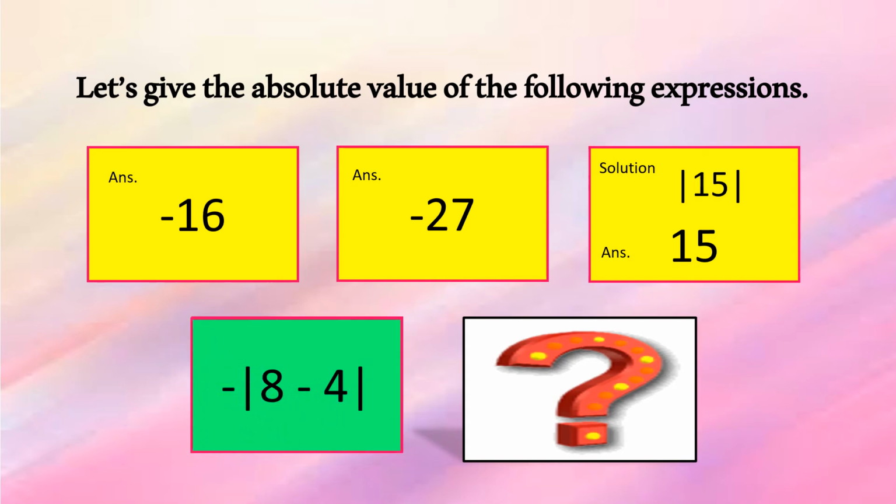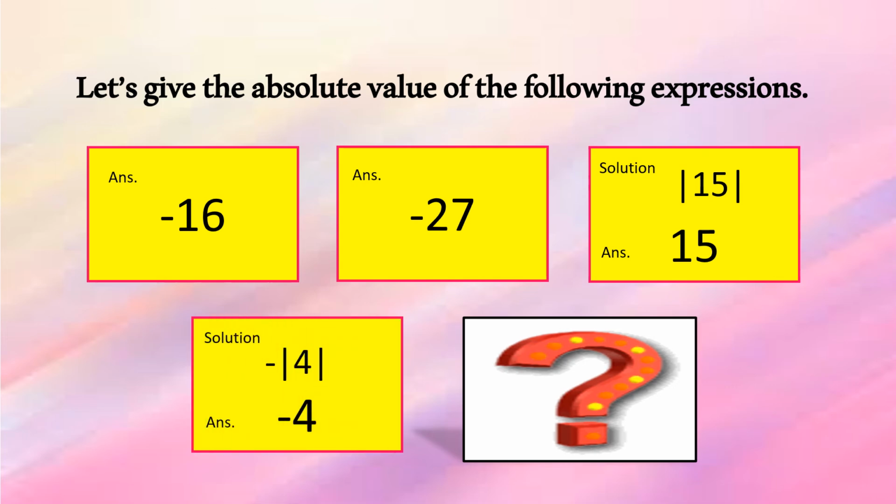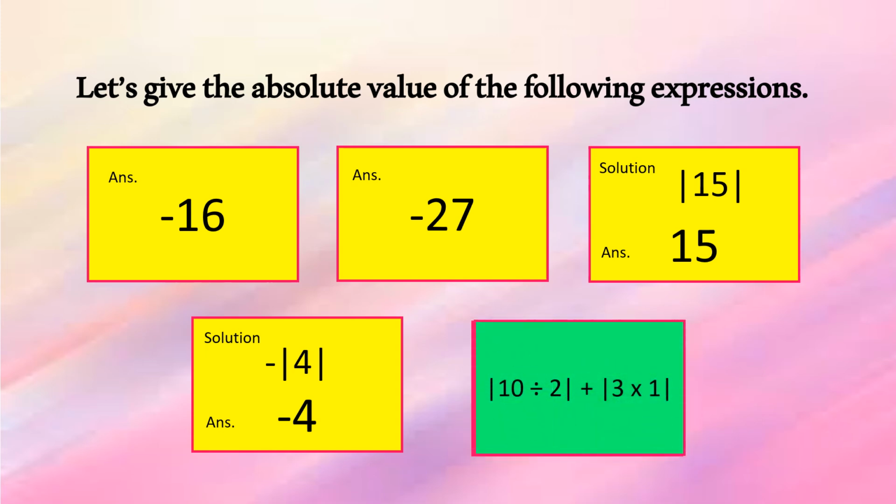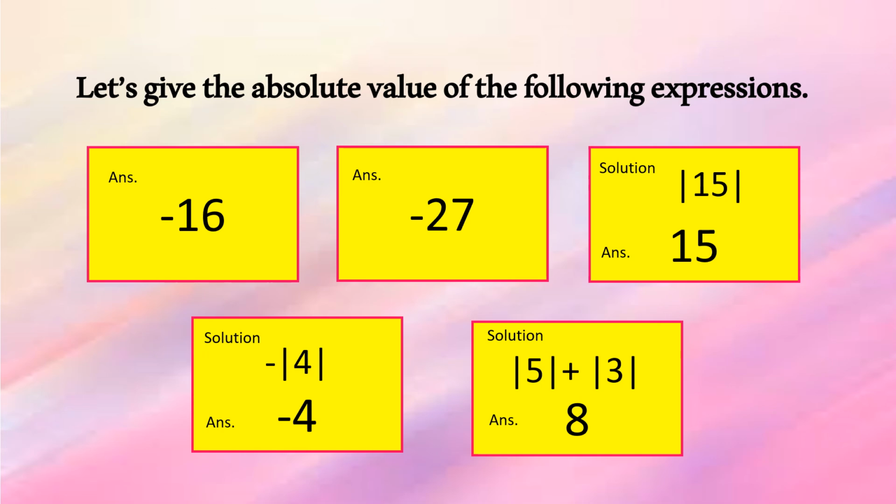How about the negative of the absolute value of 8 minus 4? First, we simplify 8 minus 4, which is 4, and then we get the negative absolute value. So the answer is negative 4. And lastly, what is the absolute value of 10 divided by 2 plus the absolute value of 3 times 1? Correct! The answer is 8. Good job, learners!